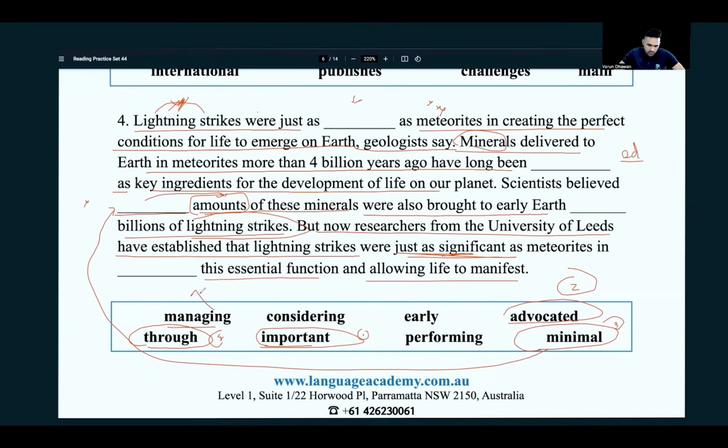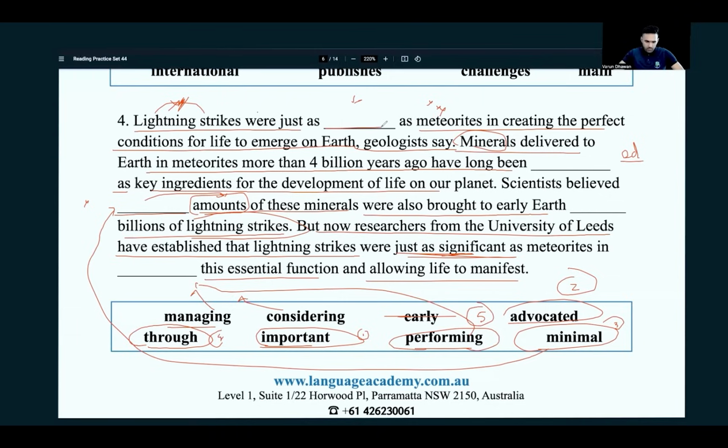In managing the function, in considering the function, in performing the function. You manage a task, you consider an idea, you perform the function. In performing this function, which is the transformation of minerals from other planets to Earth, performing will be the right answer. This passage is again based on context and your grammar.